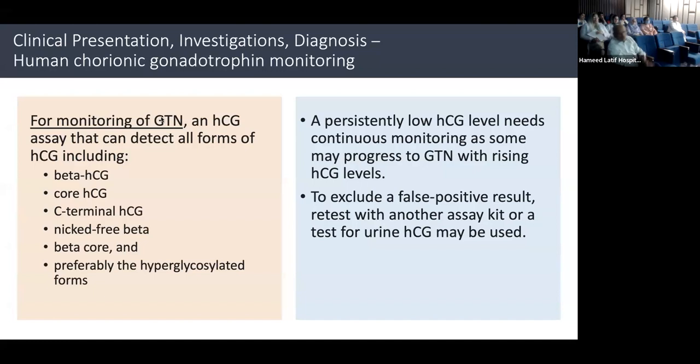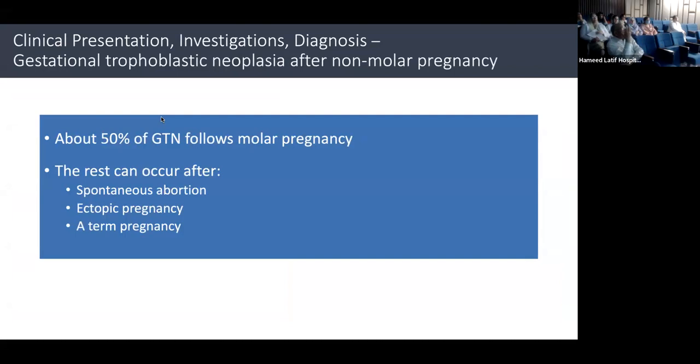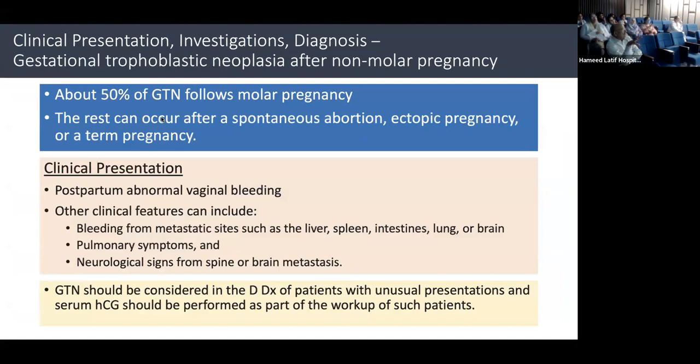And it's important that 50% of gestational trophoblastic neoplasia follow a molar pregnancy, and 50% will follow either a spontaneous abortion, ectopic pregnancy, or a full-term pregnancy. Clinical presentation would be postpartum abnormal vaginal bleeding. As I said, we should investigate not only after having done an ultrasound and excluding retained products of conception, but also by estimation of beta-HCG. Bleeding from metastasis or liver, spleen, intestine, pulmonary symptoms, and neurological signs. GTN should be considered in the differential diagnosis of patients with unusual presentation, and serum HCG should be performed.